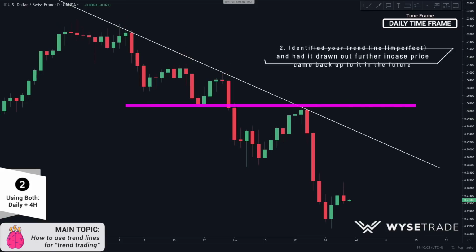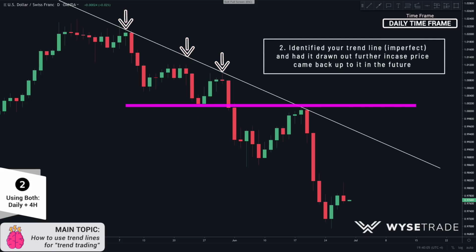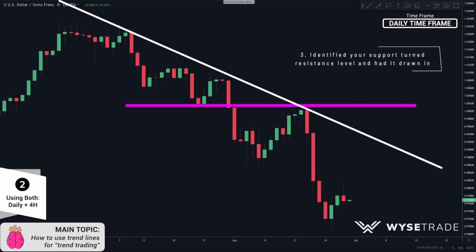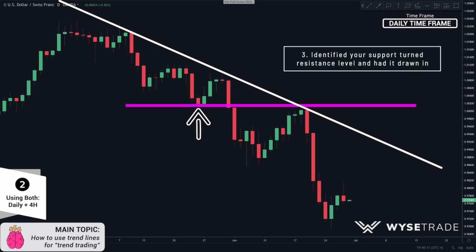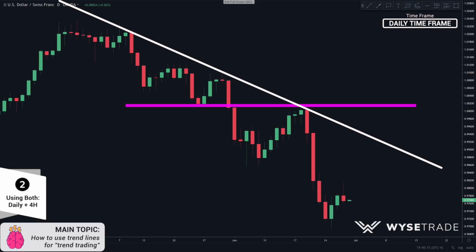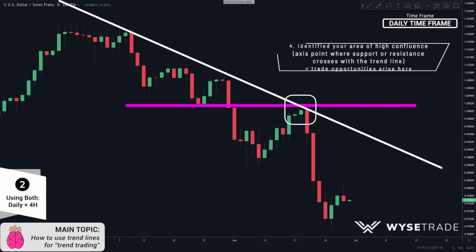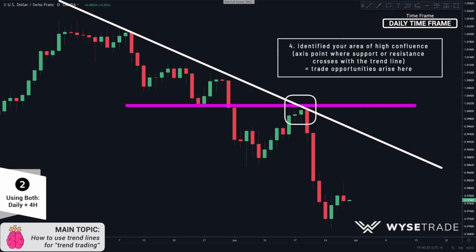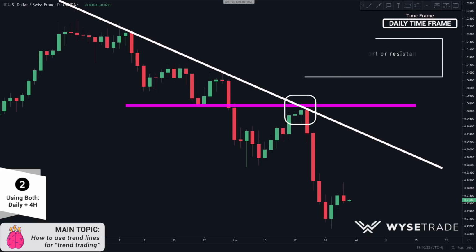You had your imperfect trend line established through these points here, so you had it drawn in and extended further down. To the left, you had your support turned resistance point here, so you had your level drawn in and extended further out. Again, this point here is where resistance and the trend line intersected and would be your axis point, an area of high confluence.